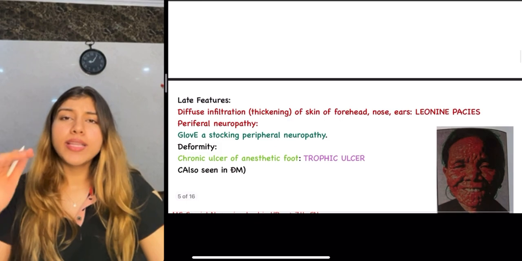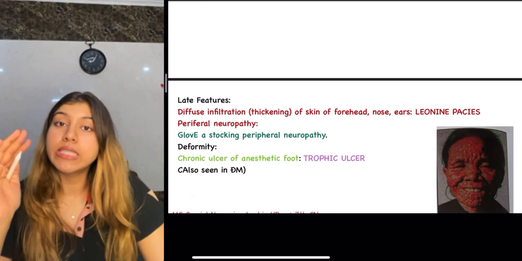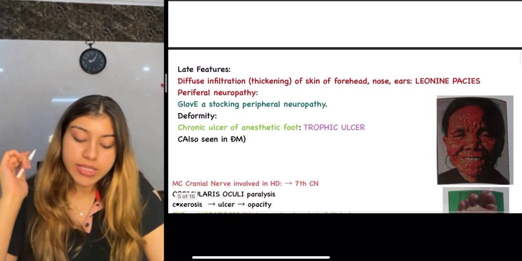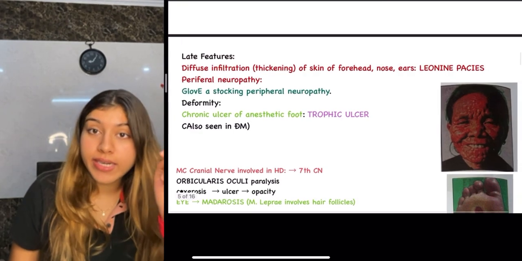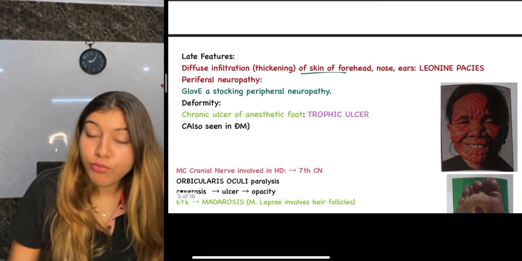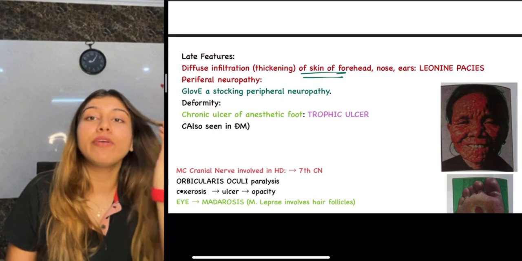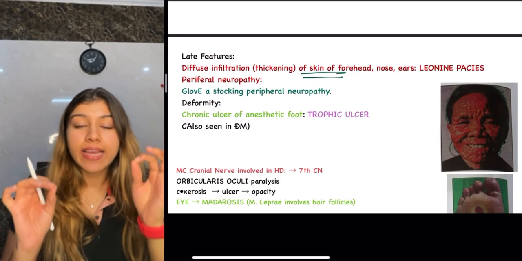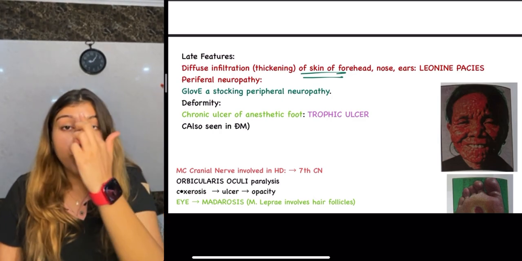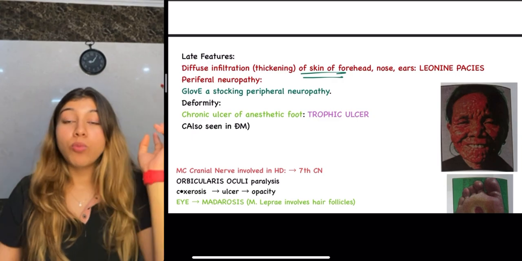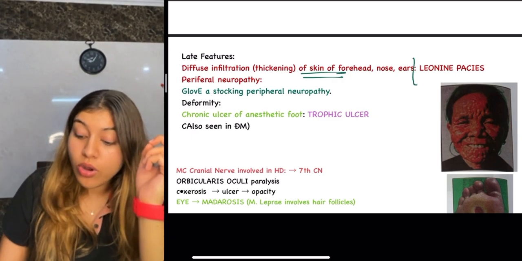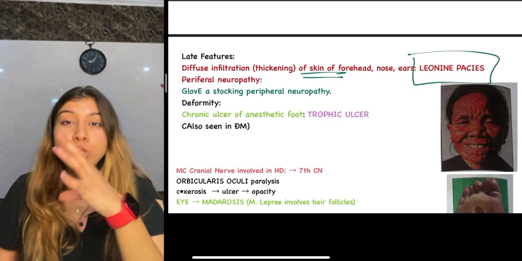Now guys, let us look at the late features. What am I going to see if this disease progresses? In the late features, I'm going to see diffuse infiltration of the skin of the forehead. What do I mean by diffuse infiltration? It means thickening. There will be thickening on my forehead, on my nose, on my ears. And what will I call this? I will call this leonine facies, meaning the face will look like a lion's face.